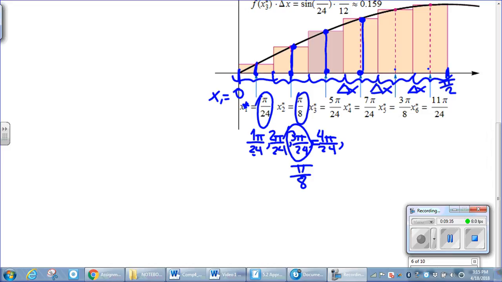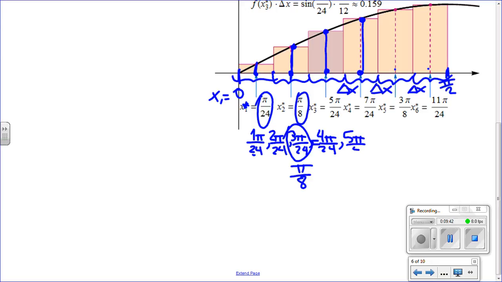So for the next one, go ahead and write the numbers again. 5 pi over 24, 6 pi over 24, and then we can see this will be a midpoint, that will be a midpoint, and the other midpoint will be this one. Do you start to notice something with the numerators? It's divided over 24, so they're odd.